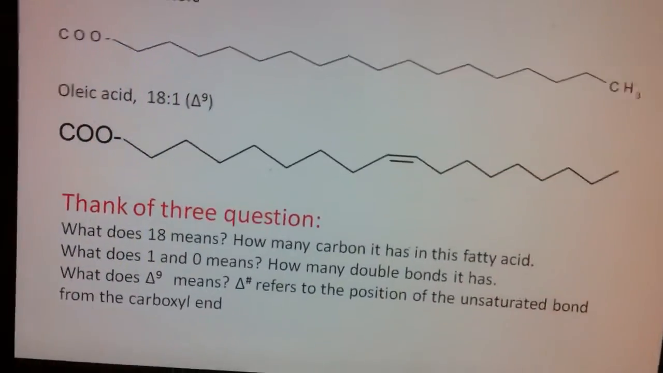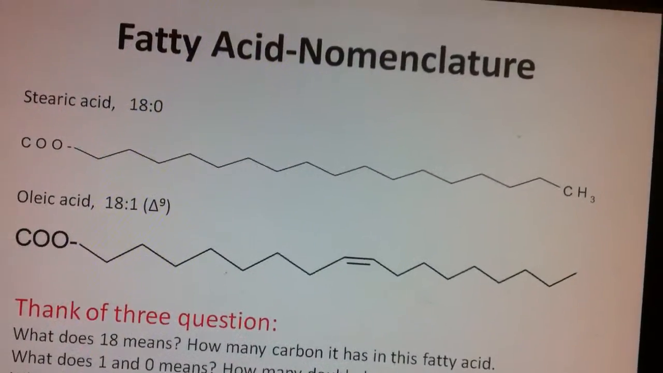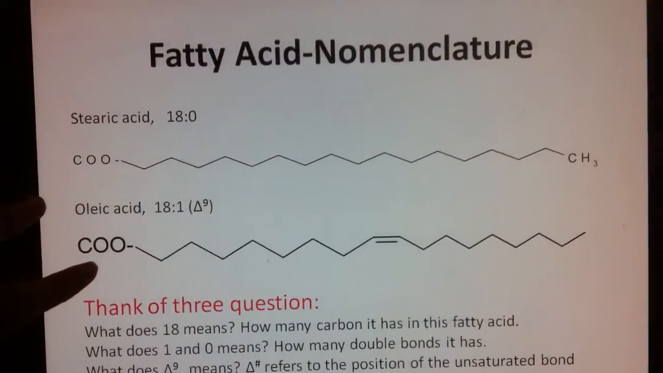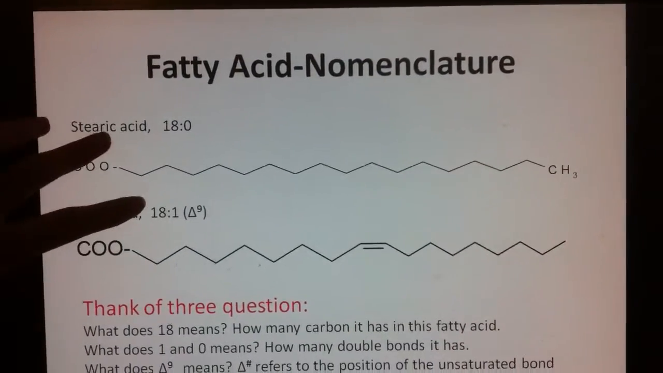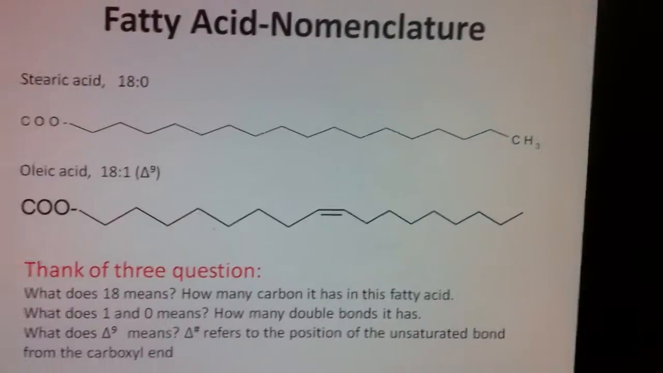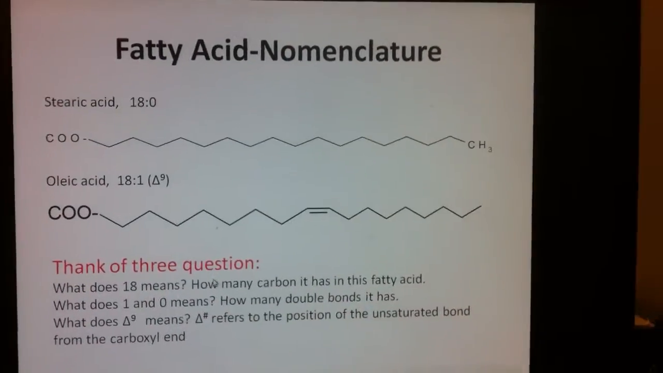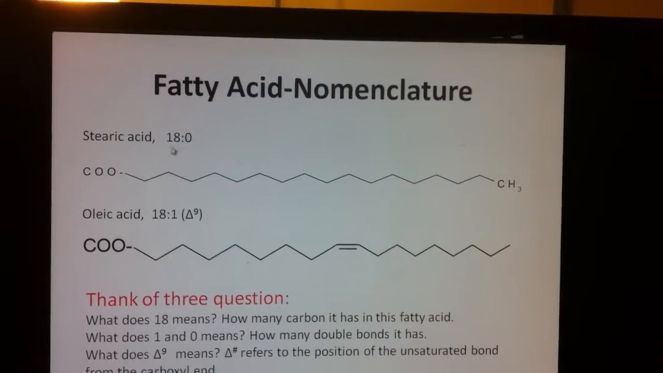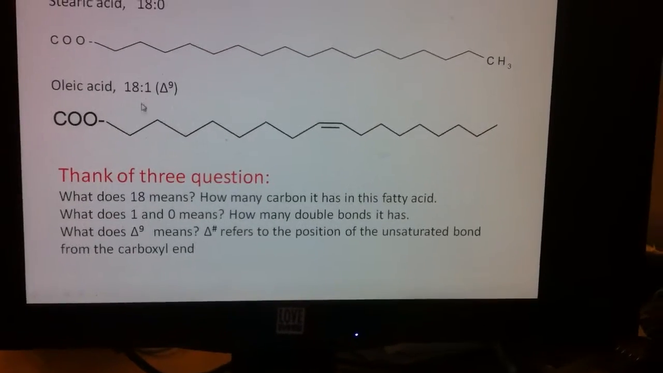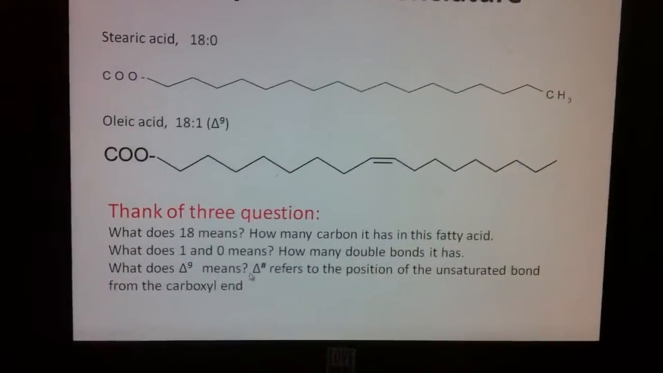It's a little hard. Okay, so in this part, I will tell you how to give a fatty acid a name. There are two structures of fatty acid here. One is stearic acid, another is oleic acid. So here is the name of this fatty acid. Think of three questions now. What does the 18 mean here? They both have 18 here, right? And what do the 1 and the 0 mean? And what does delta 9 mean?